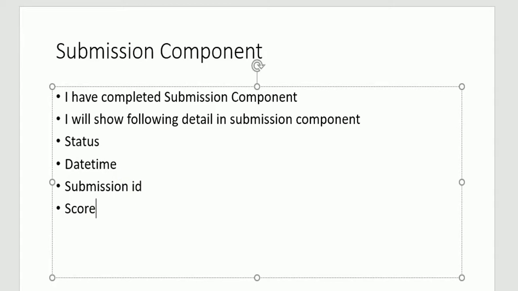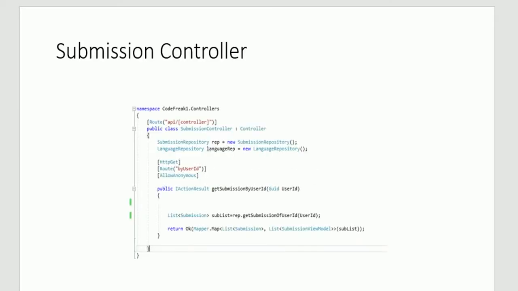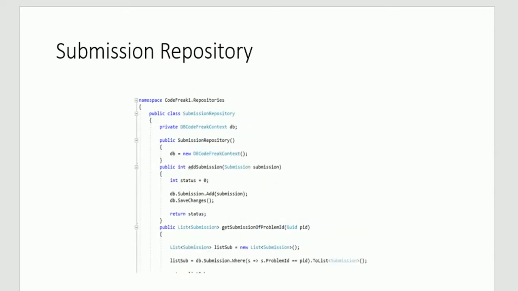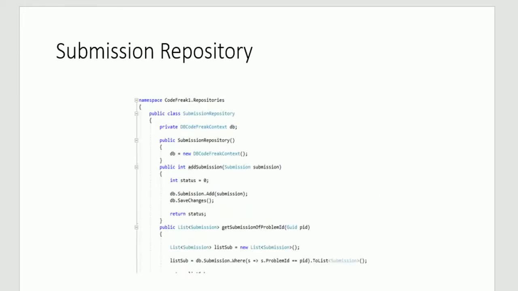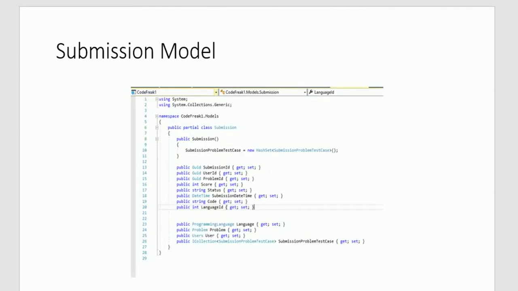Let me tell you how I designed this. First of all, let me talk about the submission backend. First I designed a controller in which I wrote a function get submission by user ID. Then I wrote a repository that interacts with the database, and I wrote functions to add submission and get submission of problem ID. I have also designed a submission model, which I have already discussed, in which we are storing submission ID, user ID, problem ID, and various information in the database.